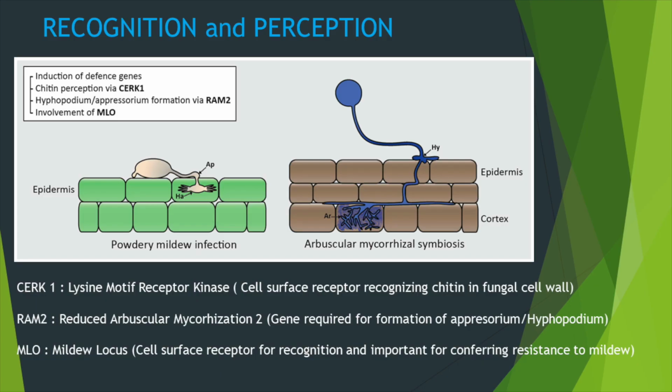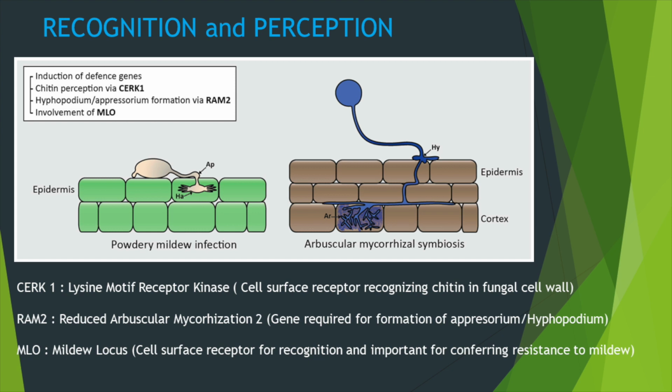So for recognition and perception, I have given an example in this figure. There are two examples. The first one is a powdery mildew infection. As you know, powdery mildew is a fungal infection. Here the fungus is produced in the form of spores. These spores come and fall on the surface of the plant cell.